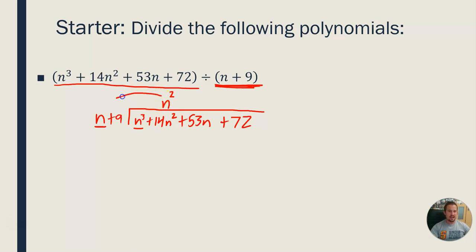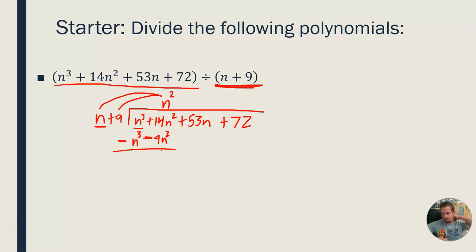Then I'm going to multiply n squared by this binomial divisor, n squared times n plus 9. So n squared times n is n cubed. Let me put that down here underneath the other n cubed. N squared times 9 is 9n squared. Let me put that down here underneath the other n squared. That's the second step, I multiply n squared by my divisor. Then I'm going to subtract that from my original dividend here. So n cubed minus n cubed and 14n squared minus 9n squared.